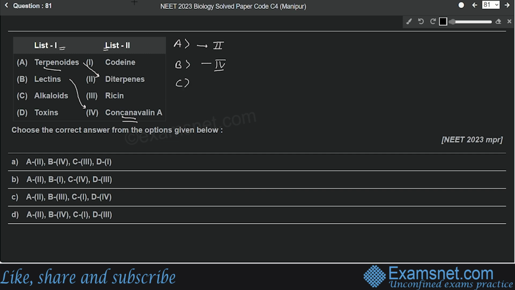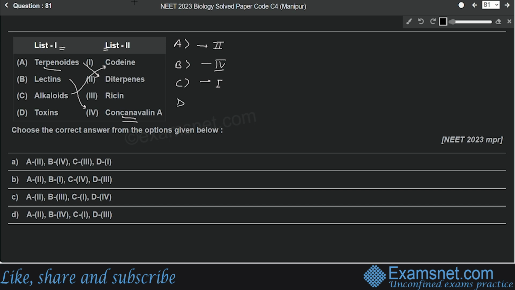Then C, alkaloids. What are alkaloids? These are a class of naturally occurring organic compounds that mostly contain basic nitrogen atoms. And the example of alkaloids will be codeine. So C will be matched with number 1, codeine. Now we know that codeine is an alkaloid that is found in opium poppy.